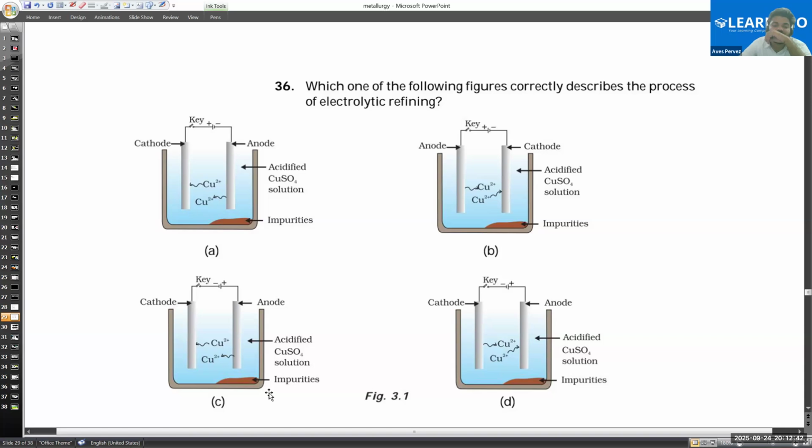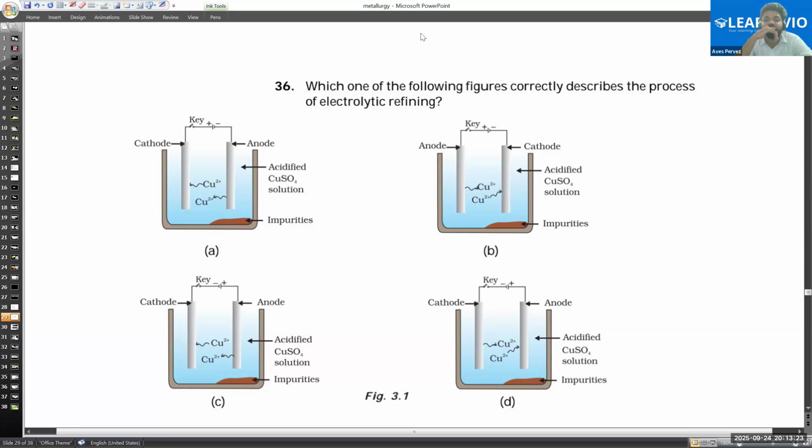Inan. Sara, are you there, beta? Yes. Sara, why don't you speak? You used to speak a lot in ninth standard, but this time you don't speak. Why is it so? I don't know. You used to keep the camera turned off. Have you memorized the electrolytic refining method? Yes, sir. Okay.